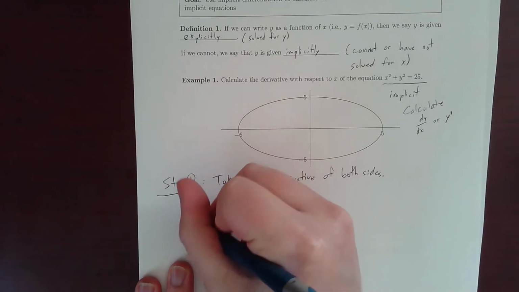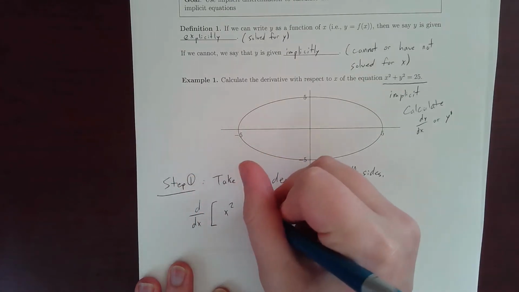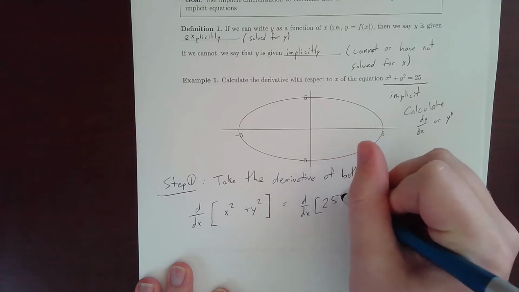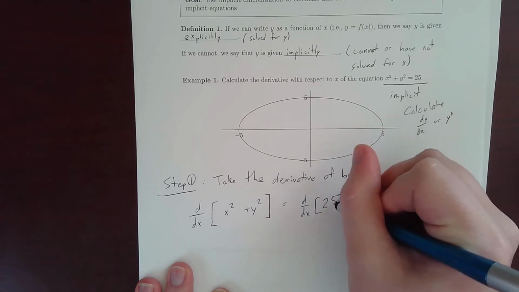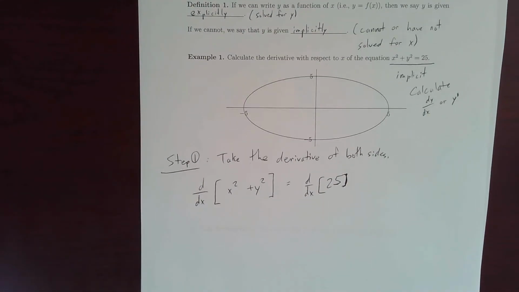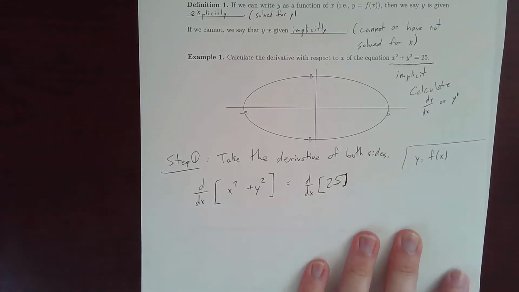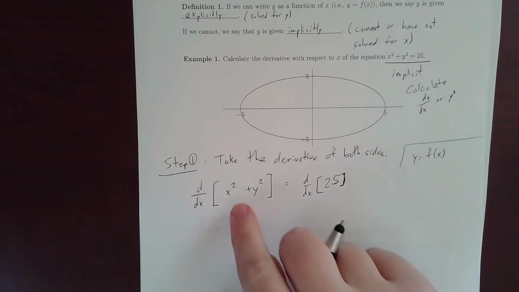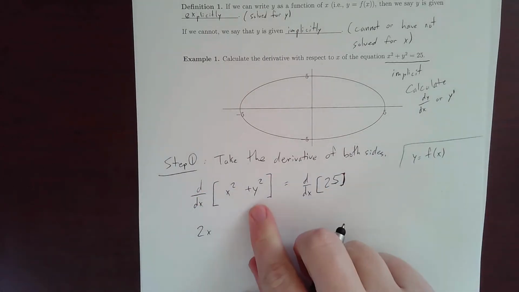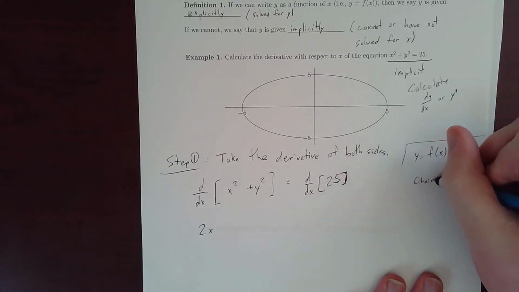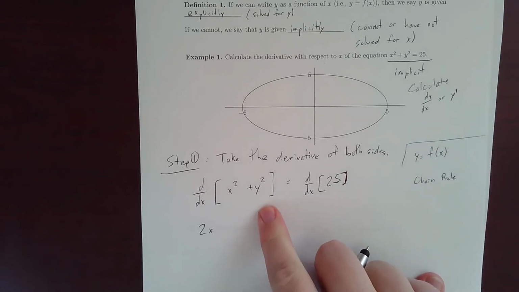In other words, we're going to take the derivative with respect to x of x squared plus y squared and set that equal to the derivative with respect to x of 25. Something we mentioned when we first started taking derivatives is that when we take the derivative with respect to x, x is our variable here. Remember that somewhere in the back of our heads we know that y equals some function of x. So when we take this derivative, the derivative of x squared we know is 2x. However, we don't know the derivative of y squared. So this will actually be a chain rule, since y is actually some function of x.